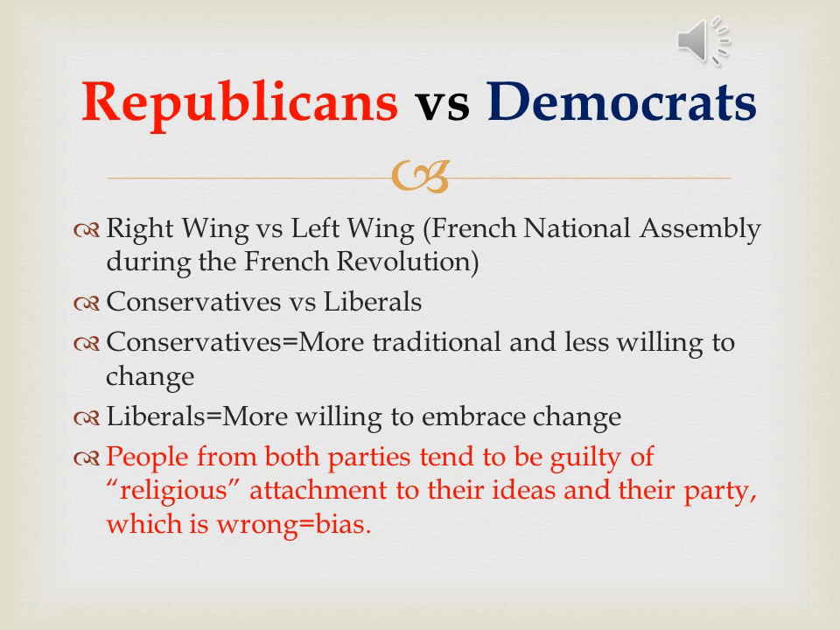You know, people should be free to vote for whoever they want, and people from both parties tend to be guilty of religious attachment to their ideas and their party, which is wrong. It creates bias, and we want to avoid that. So whoever you want to vote for in the future, whether it's a Democrat or a Republican, you have to make sure you know why you're voting for that person. And you have to make sure you know the issues.